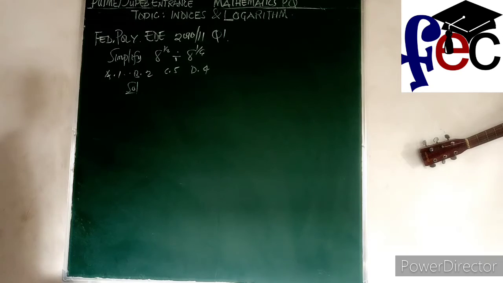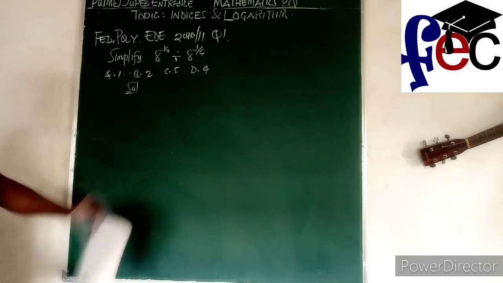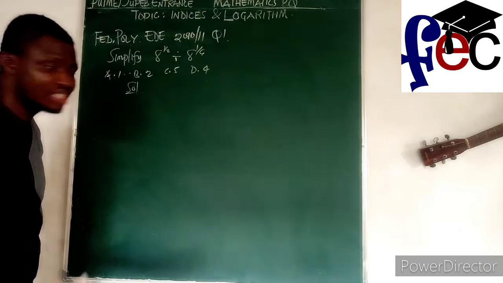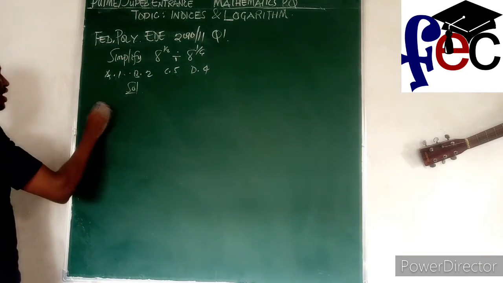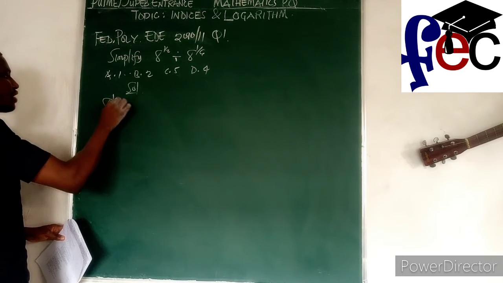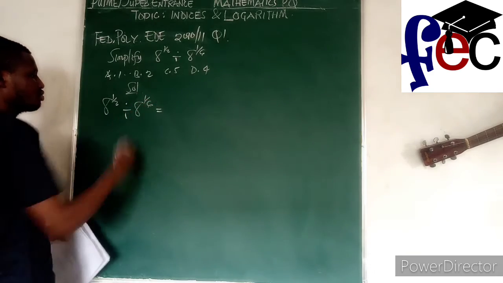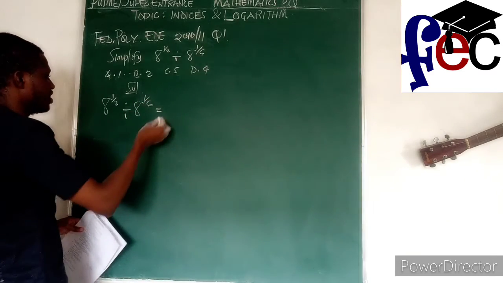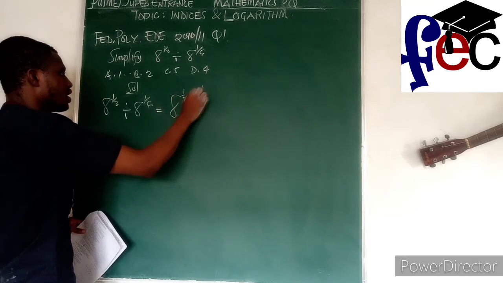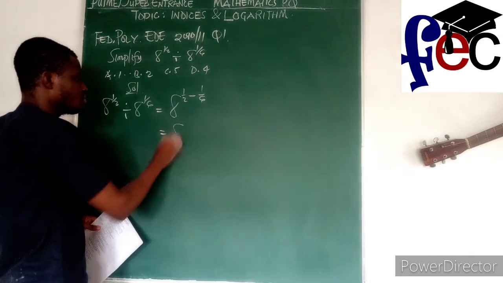Alright, so from Federal Poly, the 2010-2011 question 1, we have to simplify this. It's very simple. The question is so easy. So we have 8 raised to power 1 over 2 divided by 8 raised to power 1 over 6. So we just apply the indices: 8 raised to power 1 over 2 minus 1 over 6. It's as simple as that.